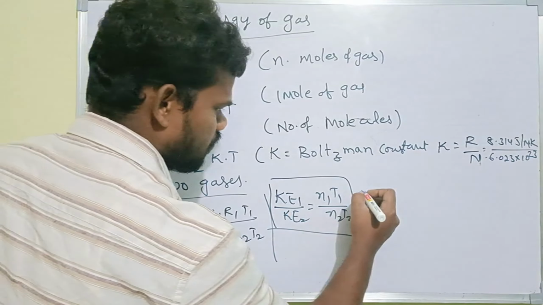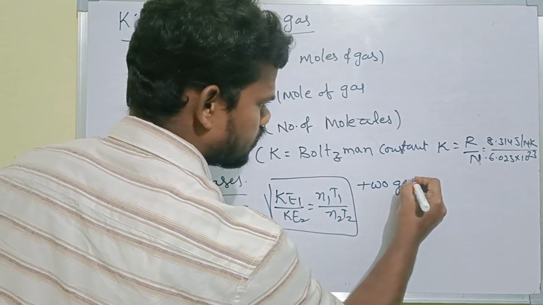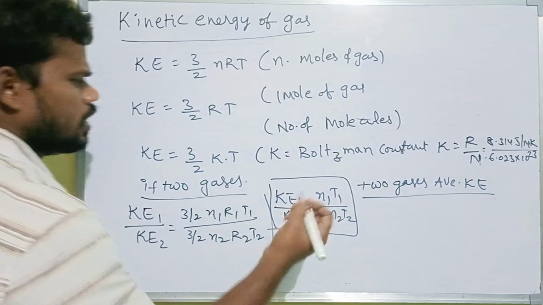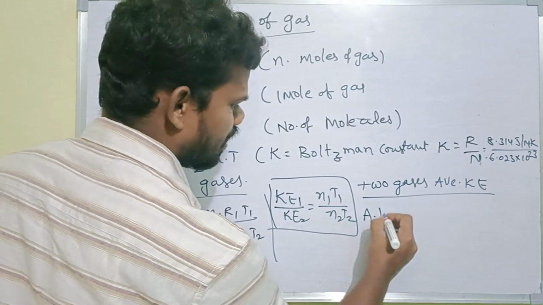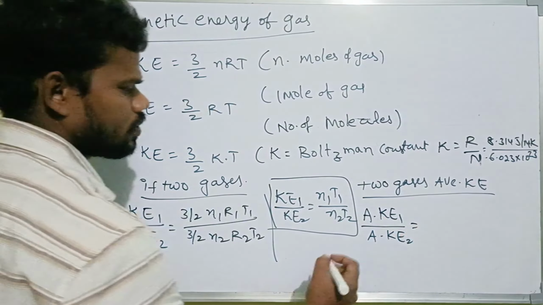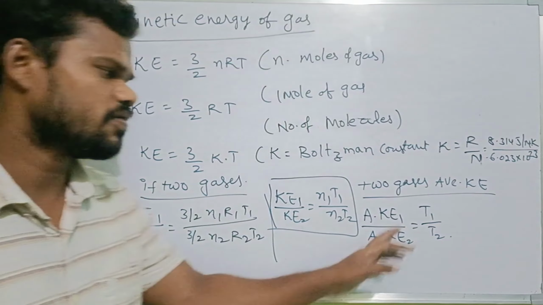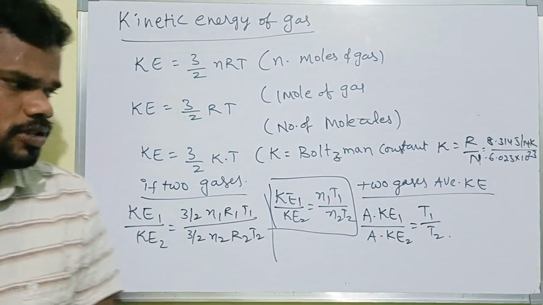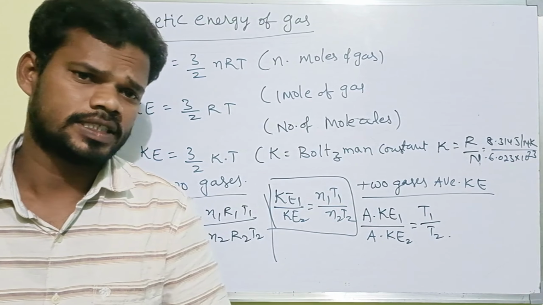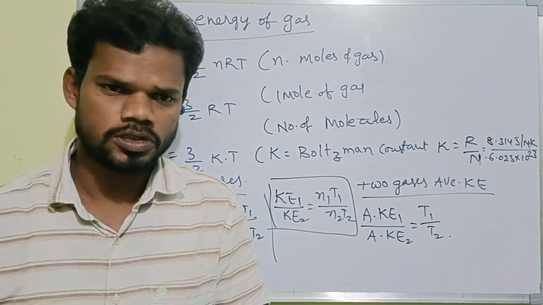In the same way, if you want to calculate the average kinetic energy for two gases, the formula is average kinetic energy 1 by average kinetic energy 2 equals T1 by T2. With two different temperatures, we have to use this formula. So these are the different formulas we are using for the kinetic gas equation and the kinetic energy of gases. By using these two formulas, let us discuss how questions are asked from the NEET and JEE point of view.